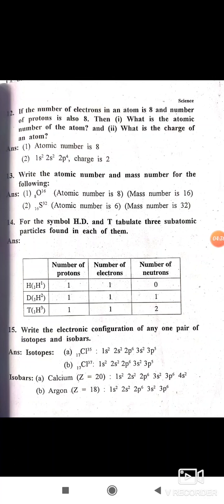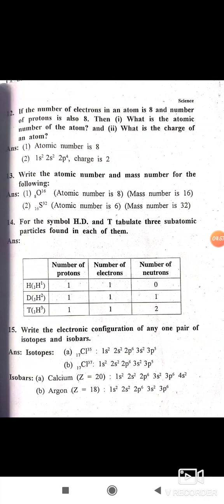For the symbols H, D and T, tabulate the three subatomic particles found in each of them. So hydrogen, deuterium and tritium differ in the number of neutrons present in the hydrogen atom. If one, it is called protium, with two it is deuterium, and the third one is tritium.